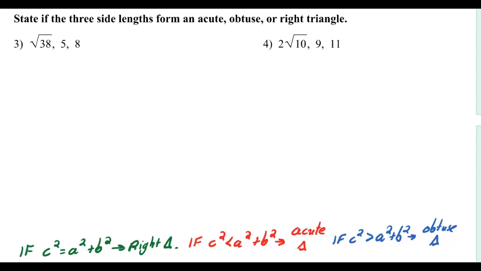Hello geometry students. Today's learning target is to determine if a triangle is acute, obtuse, or right when one of the sides given is a radical. So down at the bottom I have the information we learned.